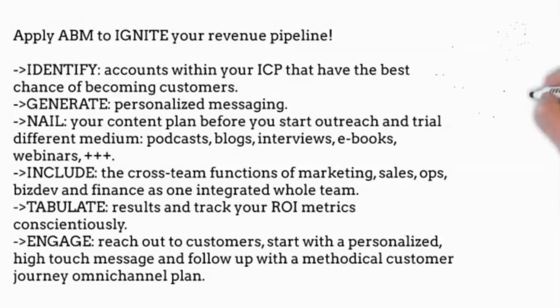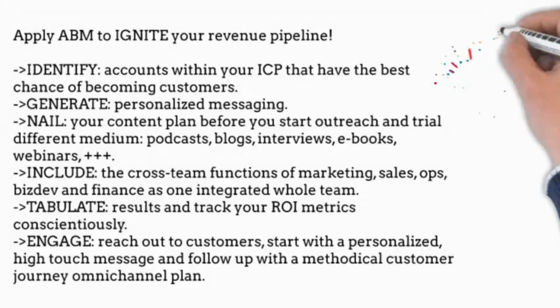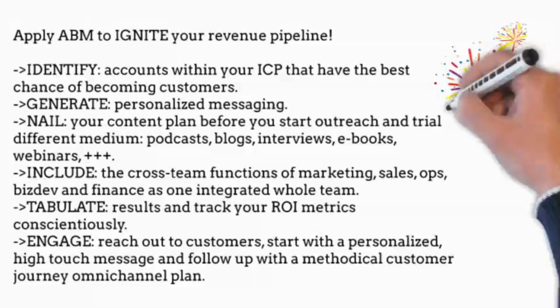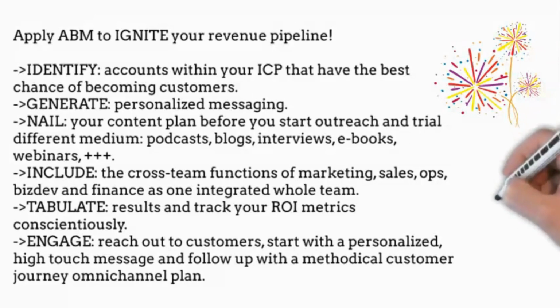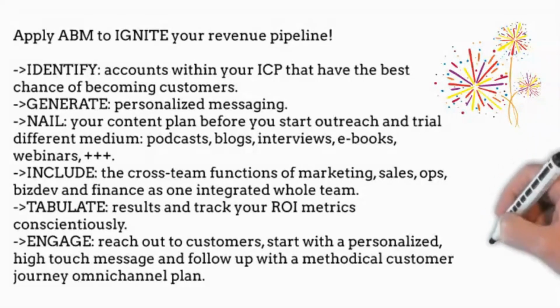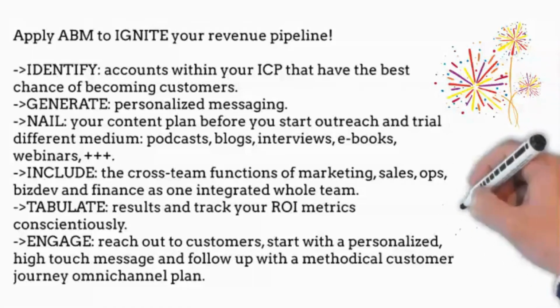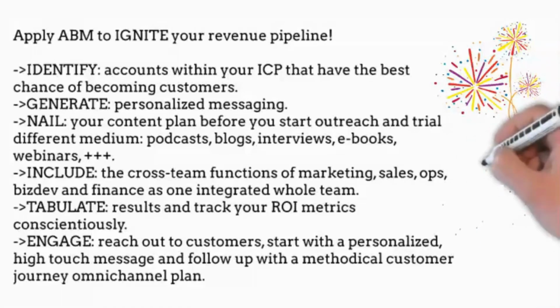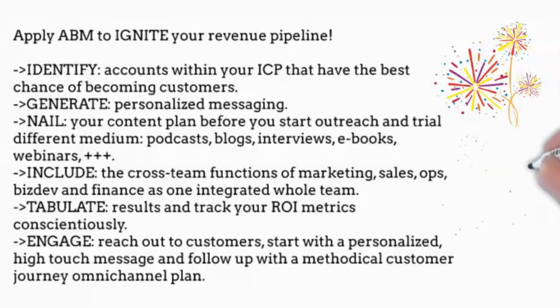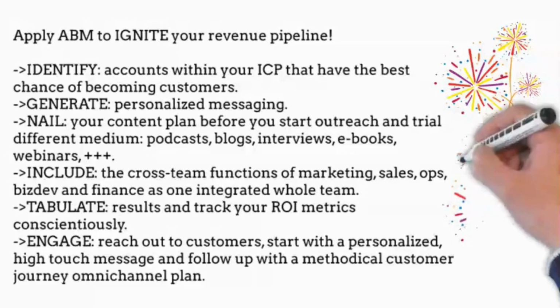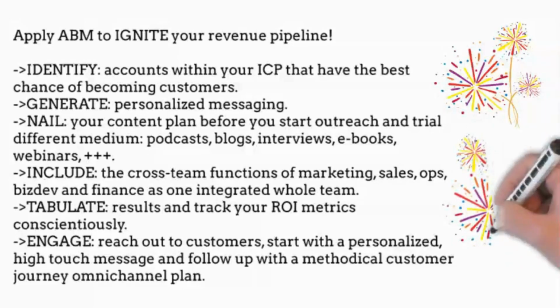G, generate personalized messaging. N, nail your content plan before you start outreach and trial different mediums: podcasts, blogs, interviews, ebooks, webinars. I, again, include the cross-team functions of marketing, sales, ops, biz dev, finance, executive sponsorship as one whole integrated revenue team. T, tabulate the results and track your ROI metrics conscientiously. Lastly, E, engage. Reach out to those customers. Start with a personalized, high-touch message. Follow up with a methodical customer journey omni-channel plan.